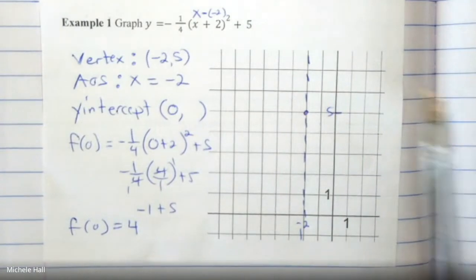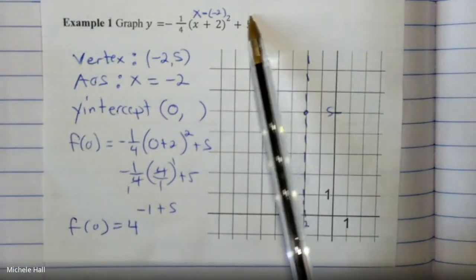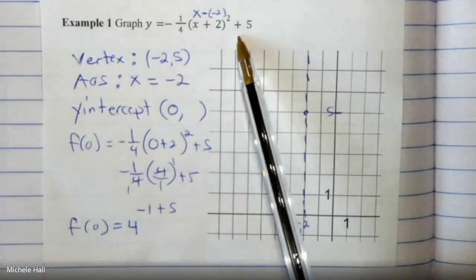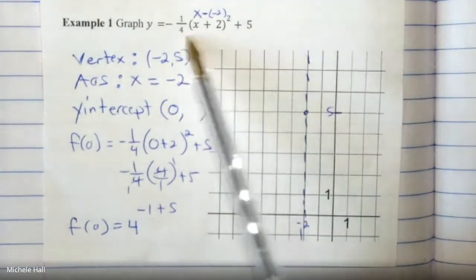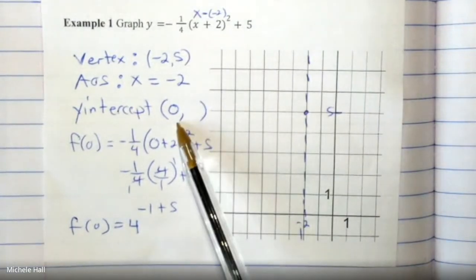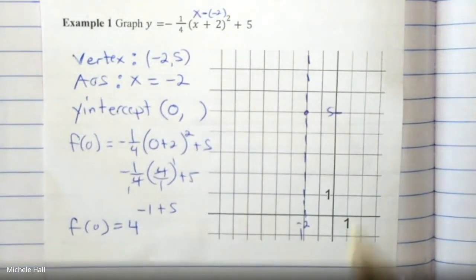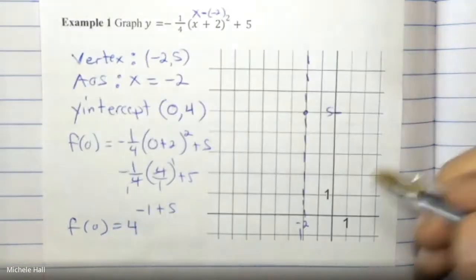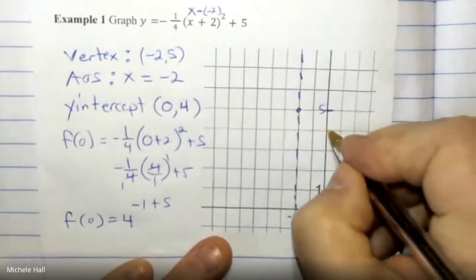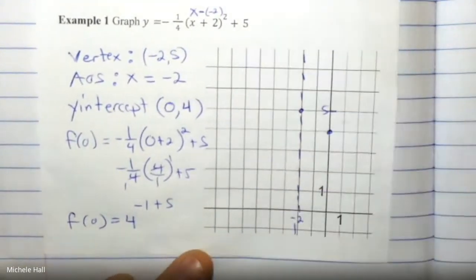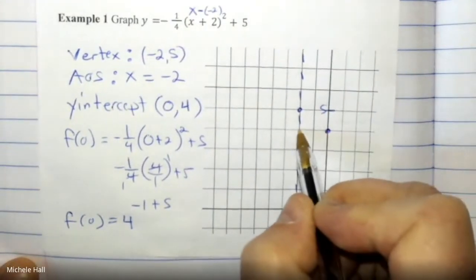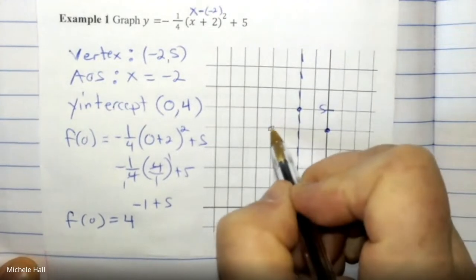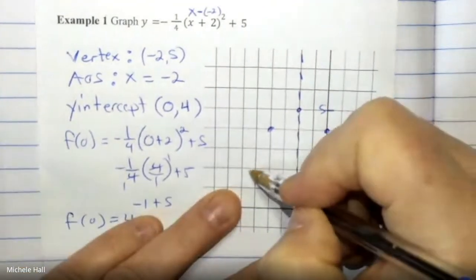I cannot just look at the 5 like we do in standard form when we see a constant and assume that it's going to be 5 for the Y-intercept. When it's in vertex form, you need to substitute in 0 and find out what that Y-intercept is, which is 4. So when x is 0, y is 4. And now I can use symmetry to get my final point, 2 units on the left, and sketch that parabola.